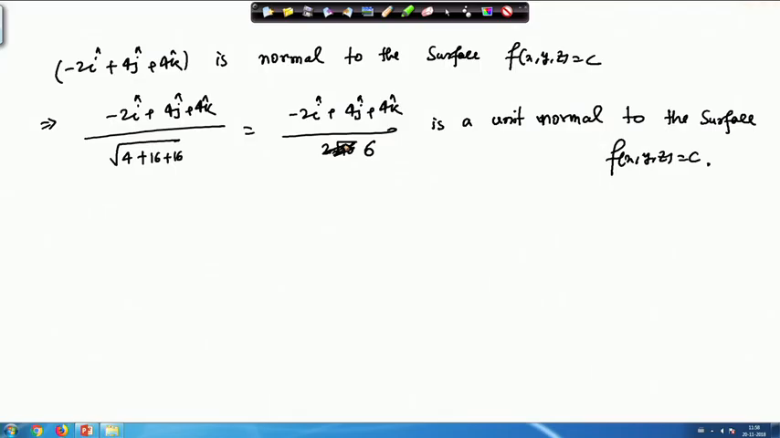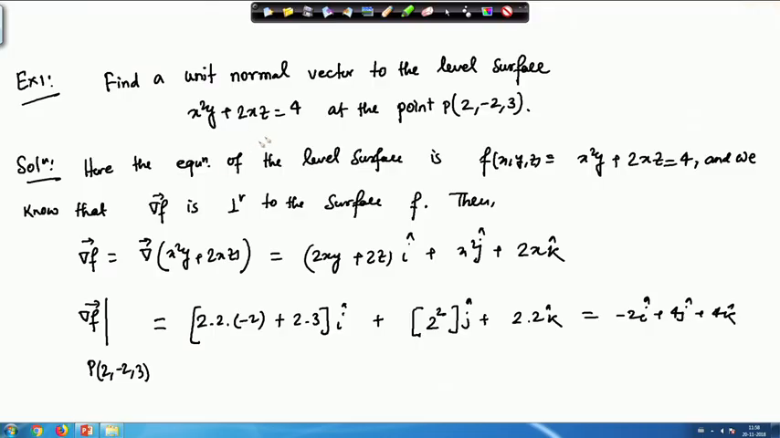And you see we had an equation of a level surface in this example. We wrote this level surface as f(x, y, z) = c, and then we had to calculate the gradient, because the gradient is a vector normal to the surface f(x, y, z) = c. Then we calculated the gradient at the point P, and divided it by its magnitude, and that gave us the unit normal, or unit vector perpendicular to the surface x²y + 2xz = 4 at the point (2, -2, 3).